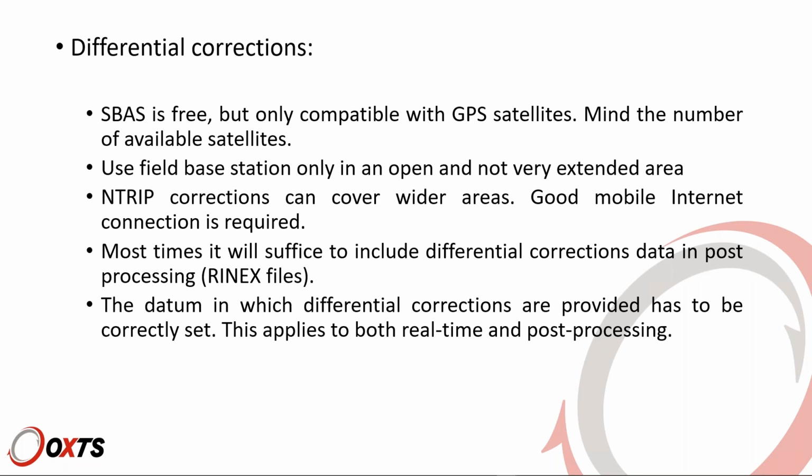You can use a field base station, which can give you RTK level of accuracy, but obviously you need to keep in mind that the area that it can cover won't be very extended. And also you need to have no obstacles between the base station and the drone, otherwise you will lose your corrections. You can use NTRIP. You will need a good mobile internet connection. The advantage is that they can cover wider areas, but again, if you lose your connection for a while, you will lose your corrections.